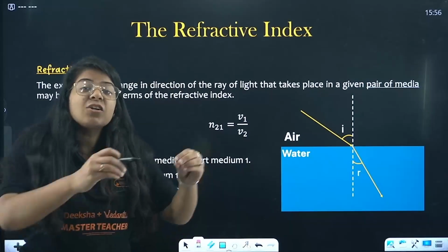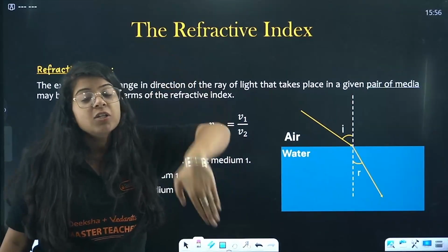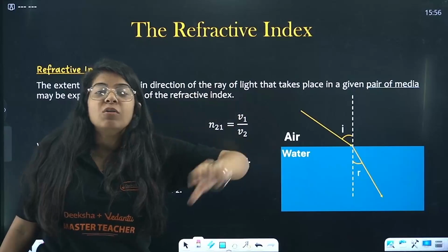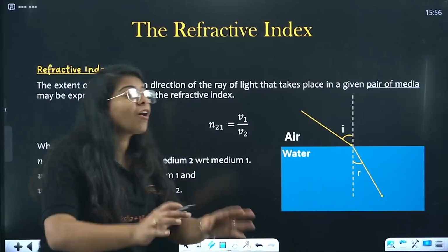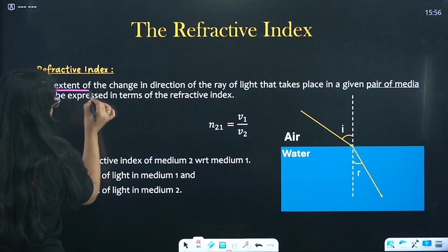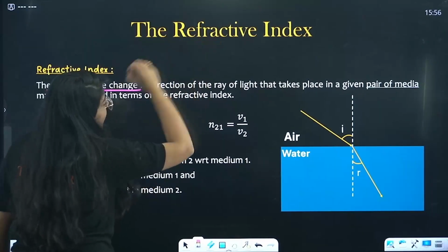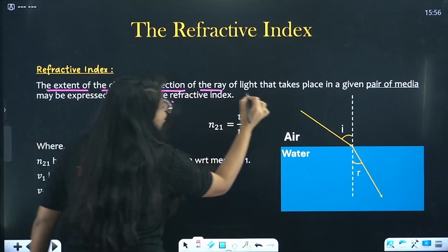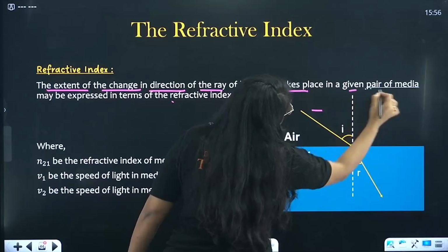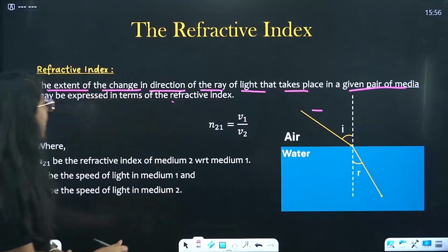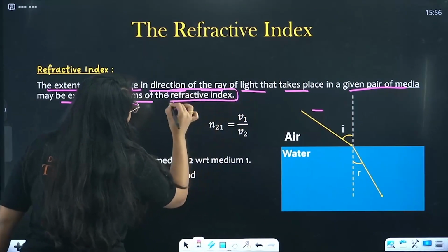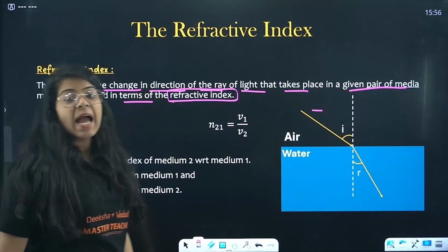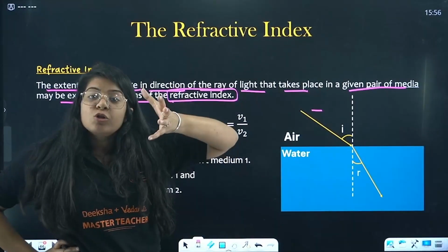What do you mean by that? The extent of bending, how much the light is bending while going from air to glass, glass to water, water to glass, the extent of the change in direction of the ray of light that takes place in a given pair of media is expressed in terms of refractive index. And this is directly related to speed.